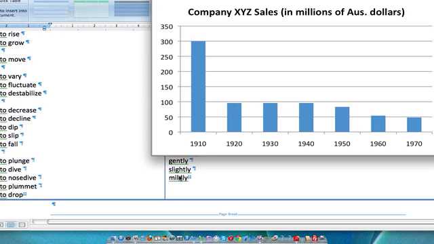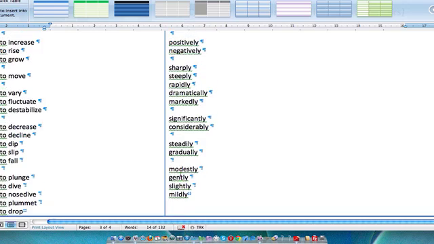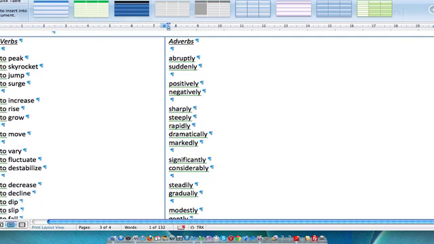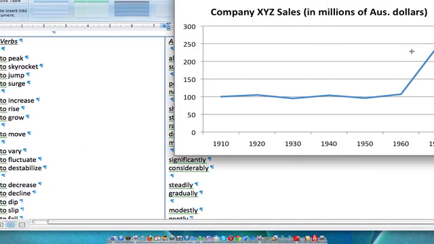Okay, now let's look at the adverbs and then talk about ways that we can couple the verbs and adverbs together. So we have positively and negatively. These would be: positively usually is to describe an upward movement, negatively to describe a downward movement. Abruptly and suddenly, as we described before, so we could say the figure jumps abruptly. That would be an accurate way to describe this portion of the graph.